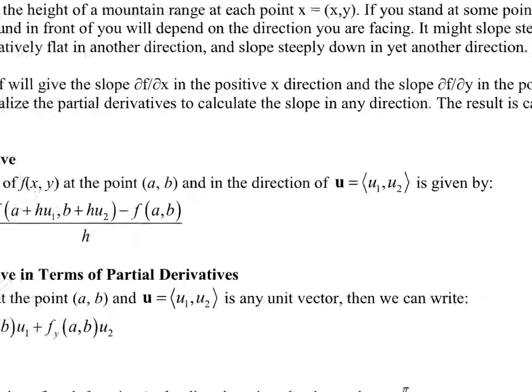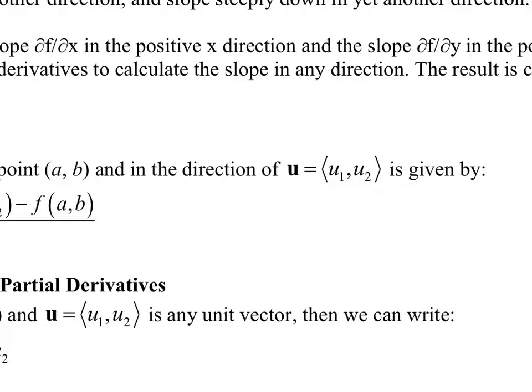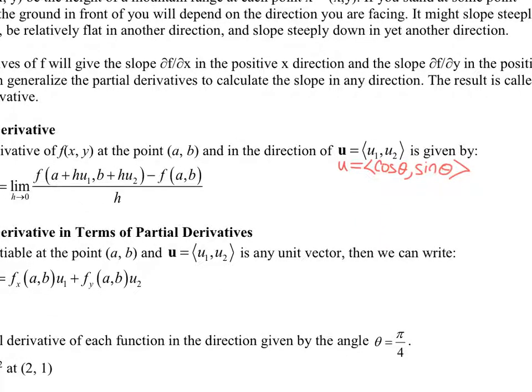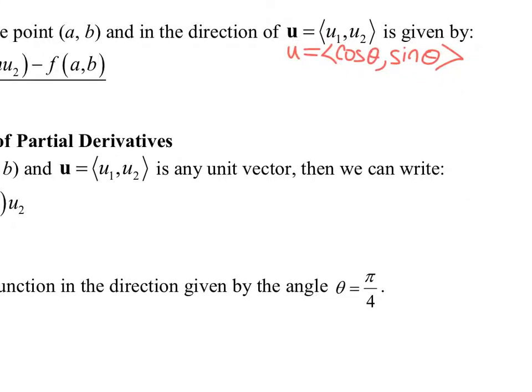Idea being that we've seen unit vectors before, and we could also think of u as being equal to cosine theta, sine theta. Not really sure why I chose to write it there as opposed to below. I guess it doesn't really matter, but what's happening is you're taking the dot product between the partial derivative vector and the unit vector.